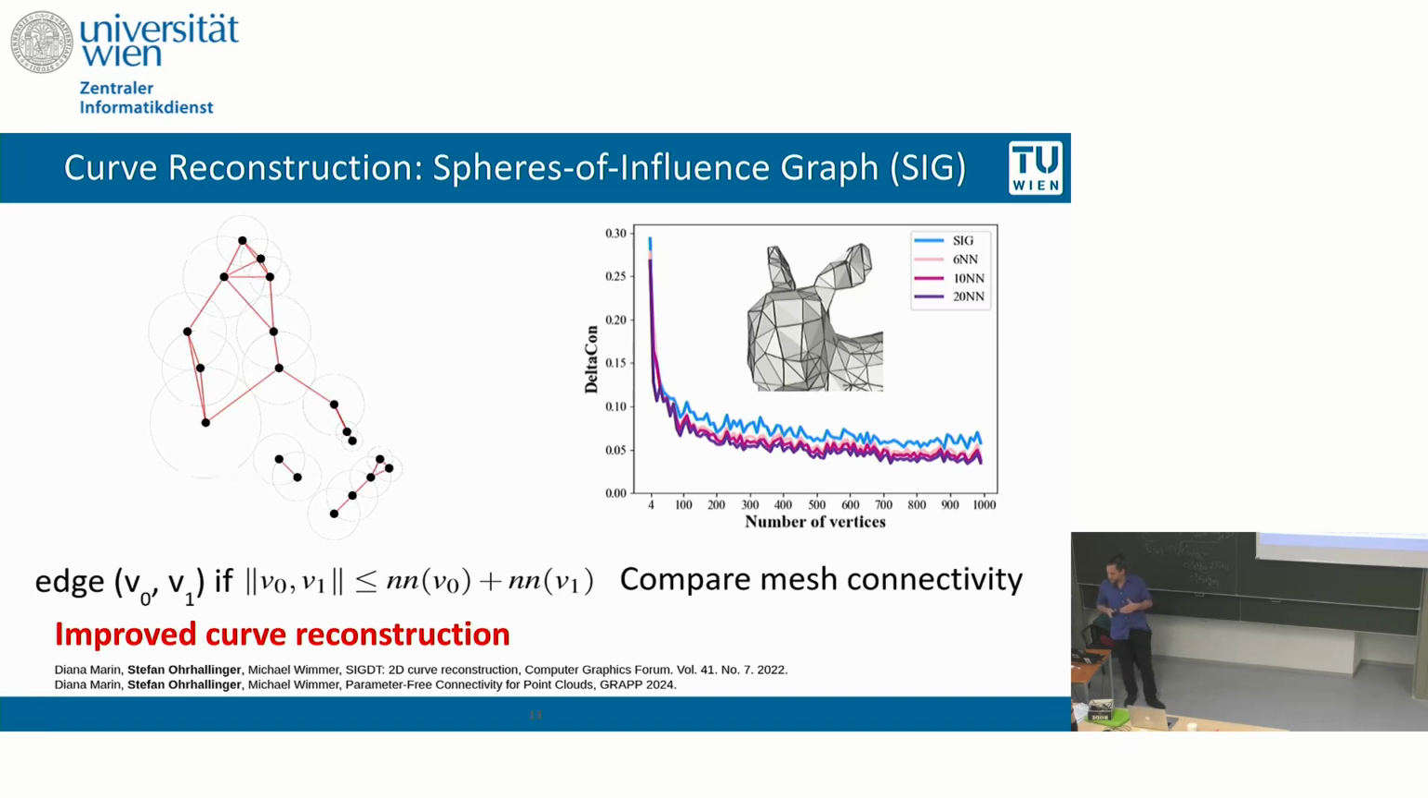So this works very well. This is used in many applications, but you need to choose the number k. The user needs to choose, or you need to choose for the application. And the spheres of influence graph does not need a parameter. It has this advantage. And when we analyzed how it overlaps with the original mesh, with the ground truth, this gives us even the best overlap compared with nearest neighbors k and n with different values.